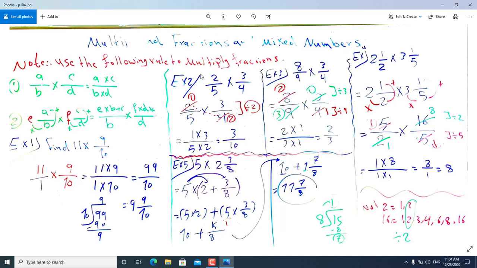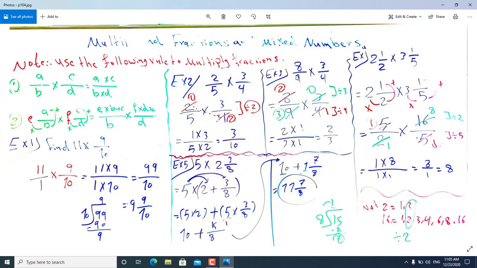From example 2, we have 2 over 5 times 3 over 4. First, we look at them to see if we can simplify. We can divide 2 and 4 by 2, since we have a common factor between 2 and 4. 2 divided by 2 is 1, and 4 divided by 2 is 2. Between 3 and 5, we can't simplify. So we multiply 1 with 3 and 5 with 2. 1 times 3 is 3, 5 times 2 is 10. We get 3 over 10, which is the simplest fraction.